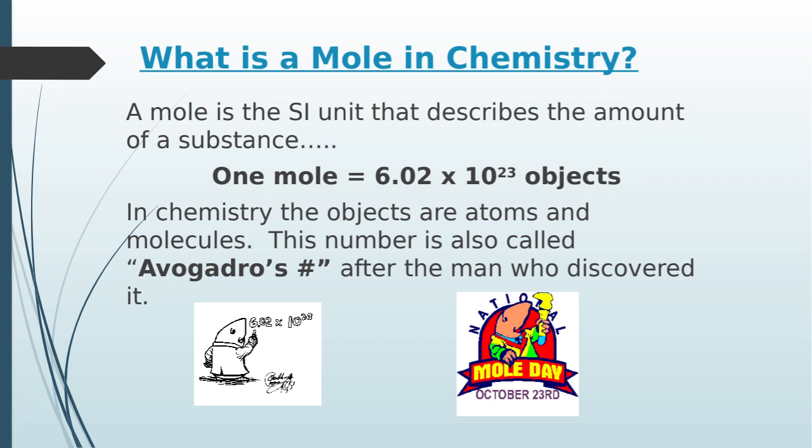Mole is short for molecule, and we use it as an actual unit of measurement for counting particles. It is an SI unit, which means System International. This means that it is an internationally recognized unit of measurement for chemistry. And 1 mole represents 6.02 times 10 to the 23 objects.